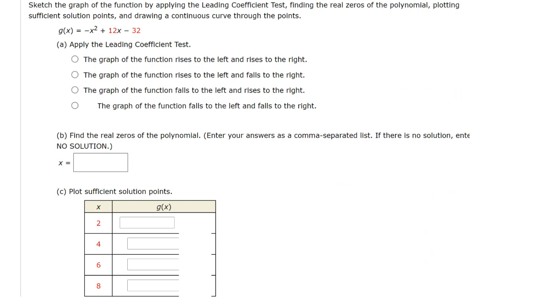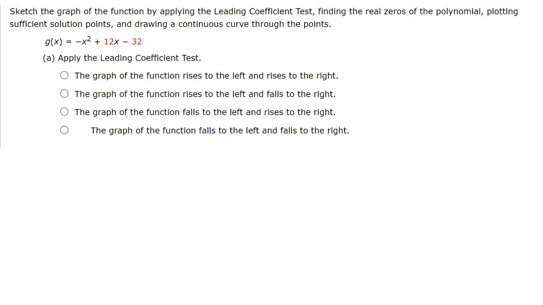Okay, so now these examples are from chapter 2. Sketch the graph of the function, apply the leading coefficient test, find the real zeros, and then plot it and do all this stuff, right? So we're going to answer A, B, and C here. So we'll do one at a time.